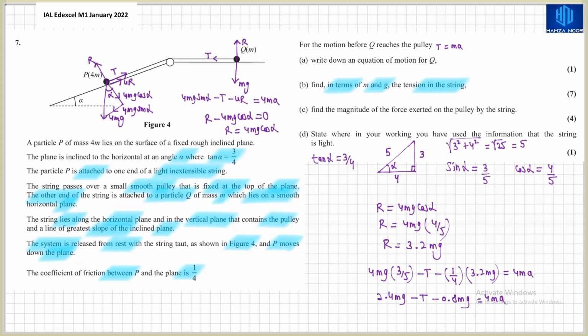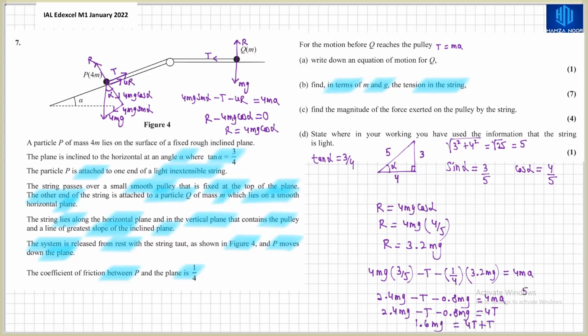And since in part A we found the equation of motion for particle Q, it was T is equal to ma. And as we know that in part B we need to find the tension in the string. So since T is equal to ma, in place of ma we are going to substitute T. All right. So this will be 2.4mg minus T minus 0.8mg is equal to 4 times T. All right. So 2.4 minus 0.8, this will be 1.6.